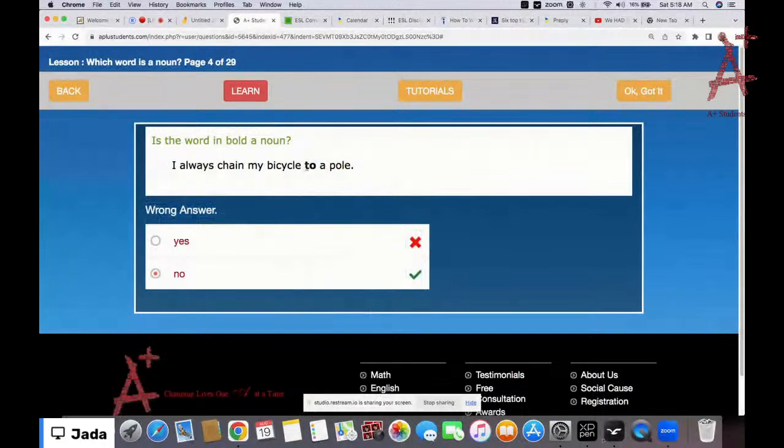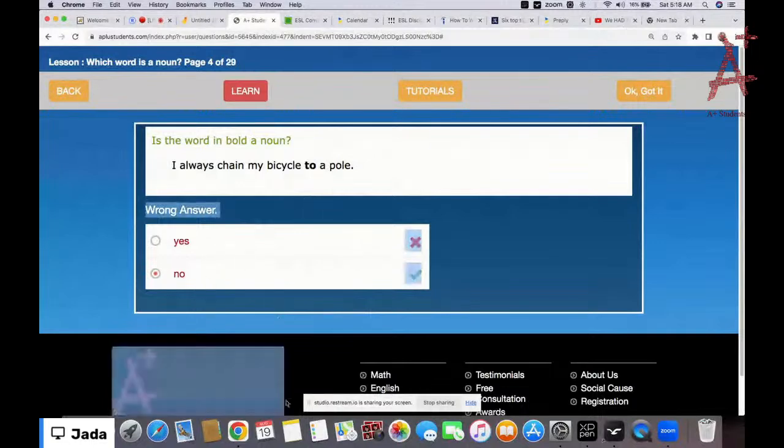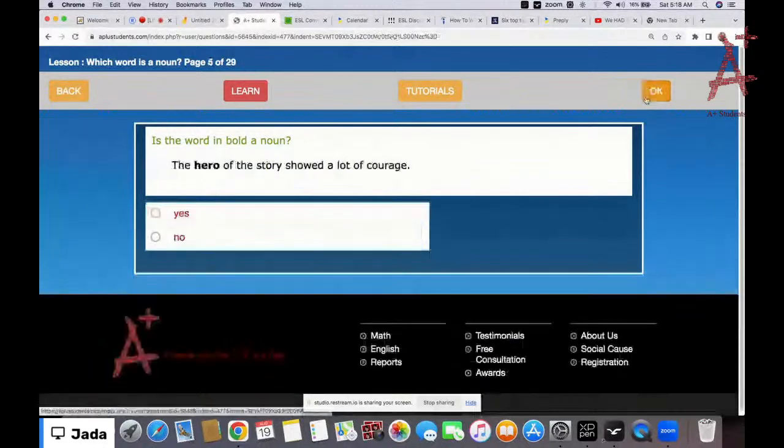I just want you guys to note that if you click on an answer and it's wrong, all you need to do is just go down. When you scroll down, you see the explanation and then you can read that, okay? So, yeah, thank you, everybody. "To" is not a noun. Okay, got it.